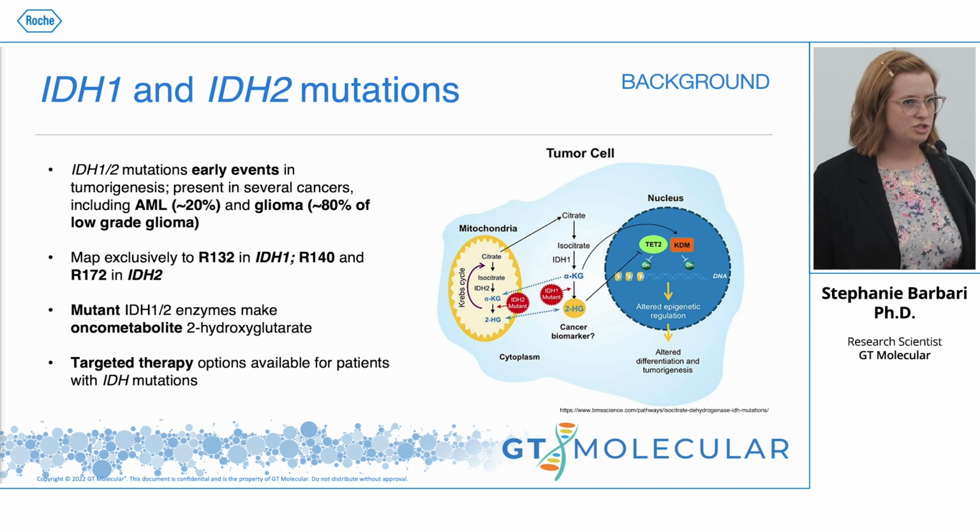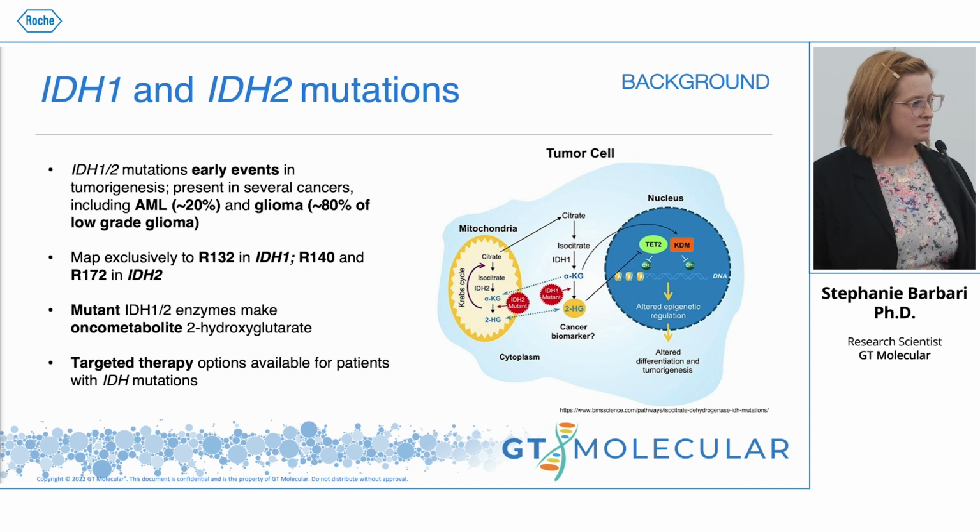For IDH1 and IDH2, these are metabolic enzymes that convert isocitrate to alpha-ketoglutarate. As I mentioned earlier, these mutations are early events in tumorigenesis. They are present in several different cancer types, including AML at about a 20% frequency and glioma at a surprising 80% frequency in low-grade gliomas. The mutations exclusively map to arginine residues in IDH1 and 2: R132 in IDH1, and R140 and R172 in IDH2. And this makes these mutations great targets for detection when you have those hotspot mutations.